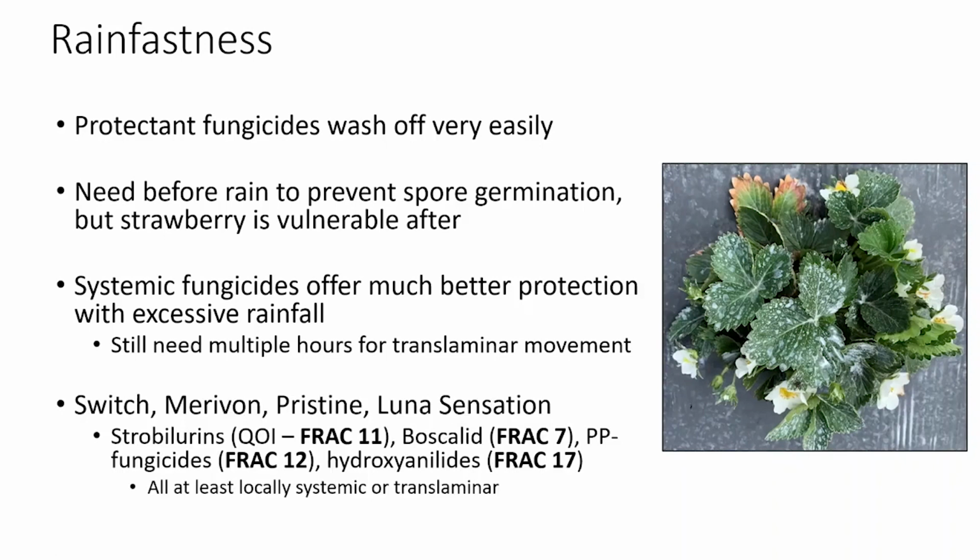But here are the options that we have out here right now. It doesn't include that newer one I mentioned earlier, but Switch, Merivon, Pristine, Luna Sensation, these are all pretty systemic. They may not move too much in the plant, but they're at least getting into the material you're trying to protect. And it's still going to give you that 7 days we talked about before. So that's what we would expect. If you're going to get a bunch of rains in the next 5 days, you put out something like Luna Sensation or Merivon, we expect that still to be there and protecting for the full 7 days that you're hoping for.